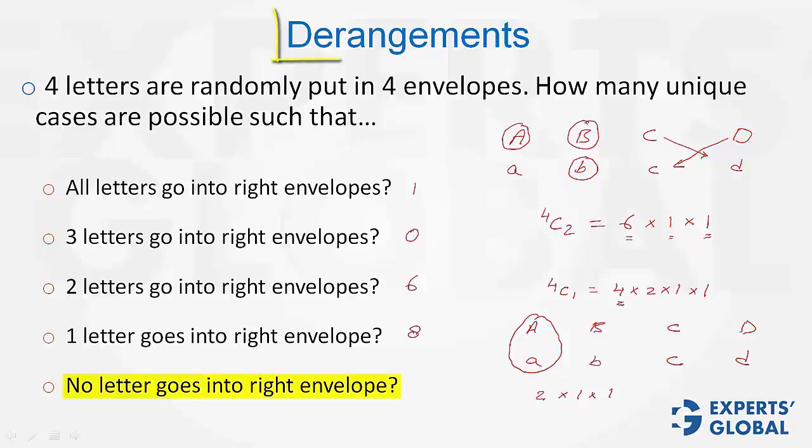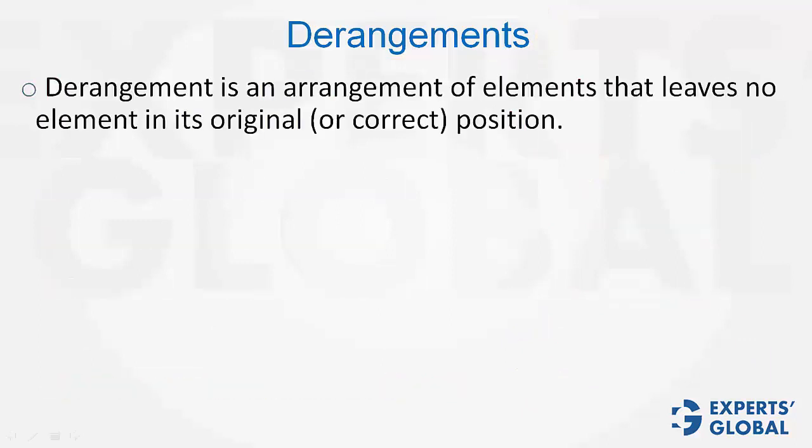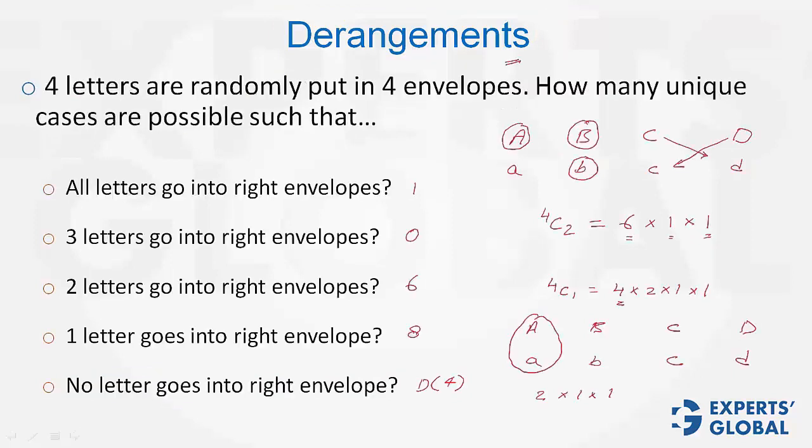Next, no letter goes into the right envelope. This is the case of perfect derangement. Doing this manually will be a bit complex. Therefore, some mathematics is involved. This question is indirectly asking you the number of derangements for 4 objects. Let's understand this concept. Derangement is an arrangement of elements that leaves no element in its original or correct position. For example, in the last case here, no letter goes into the right envelope. 4 elements and none of the 4 go into the correct position.